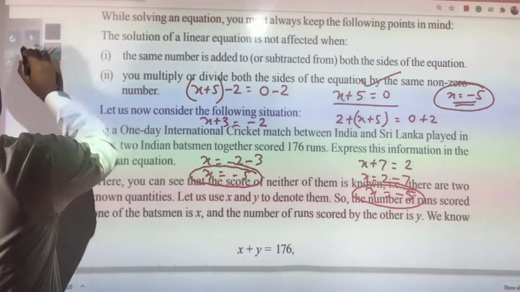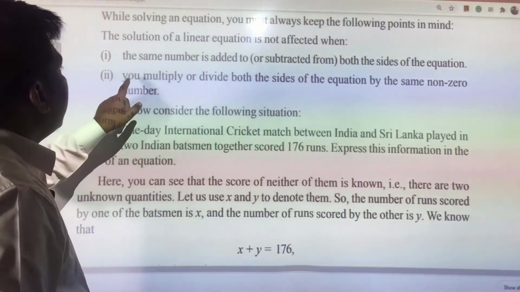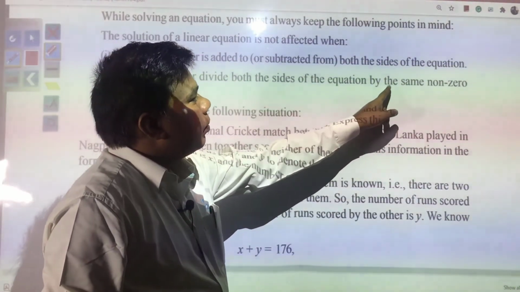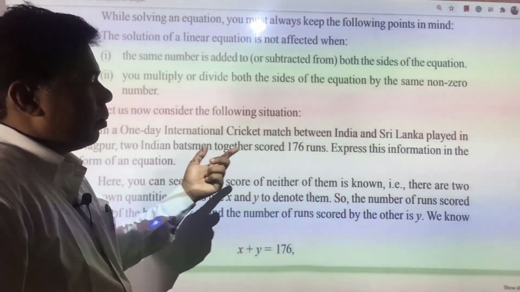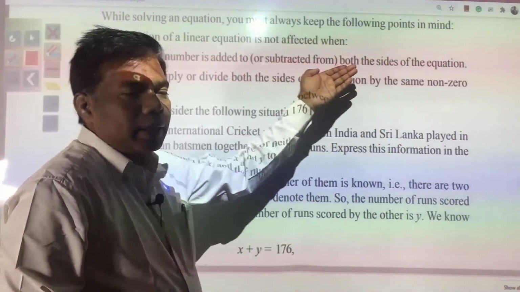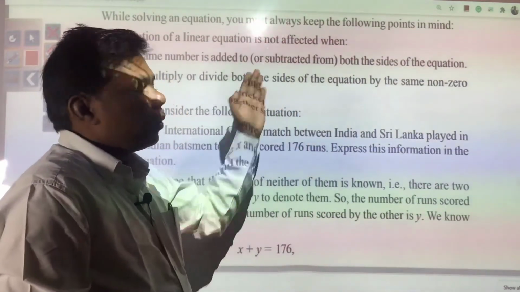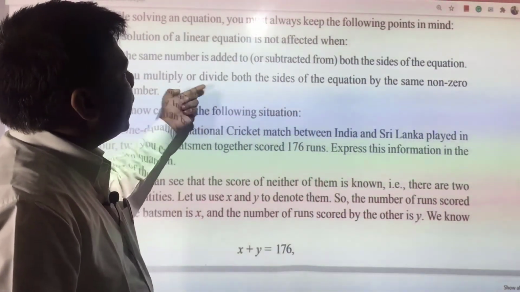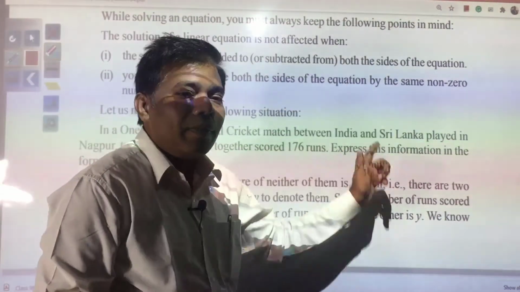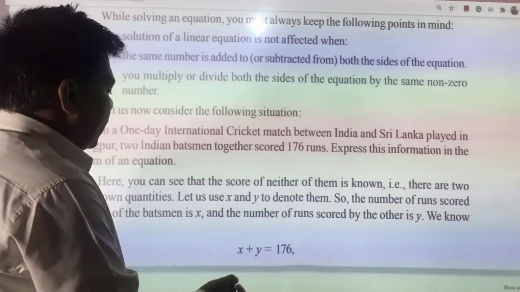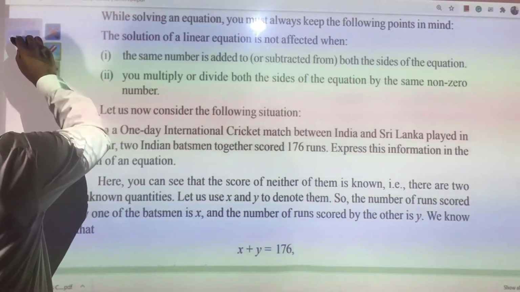Second, you multiply or divide both the sides of the equation by the same non-zero number. The same thing: if you are adding or subtracting both sides, it is not being affected. In the same way, if by a constant term you are multiplying or dividing both sides, again the value will not change. We will see an example, just you see.